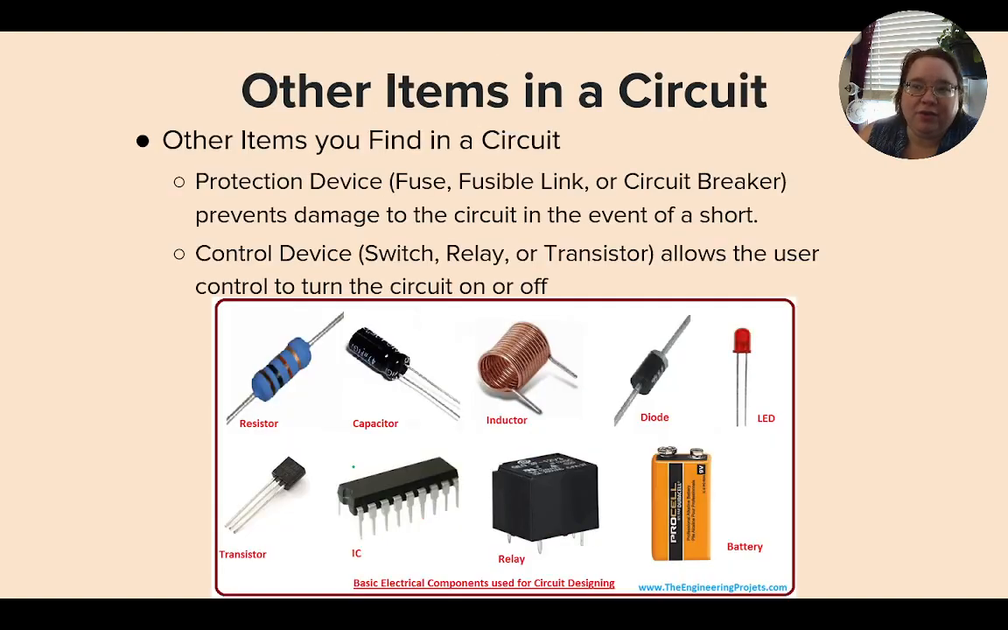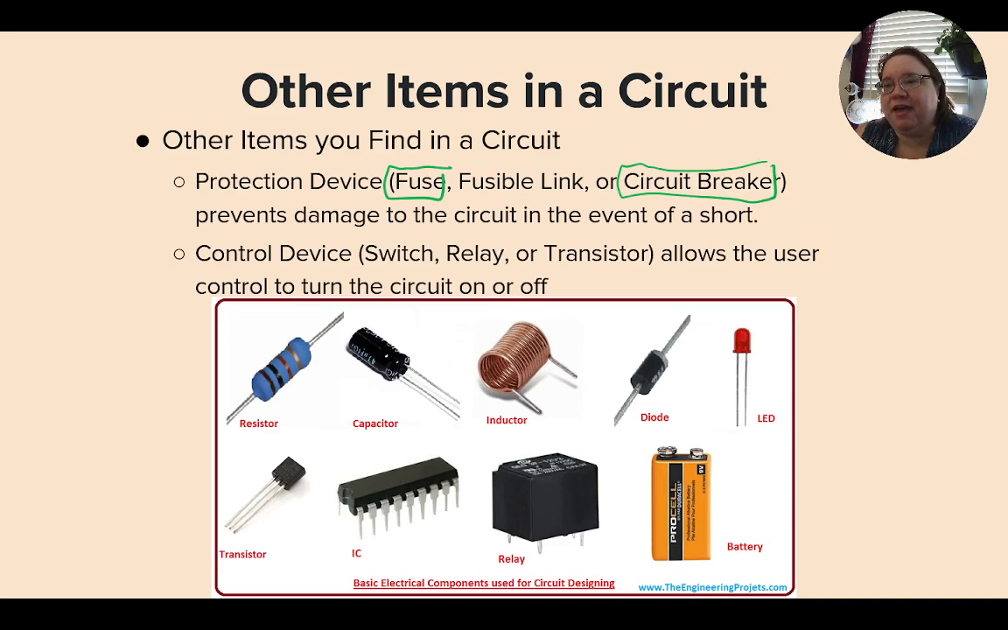Now, there are some other items that you might find in a circuit. There are things that protect the circuit from overheating or from failing. We see these in things like automobiles or in your house. So fuses you will find in many electrical equipments. A circuit breaker is something that you'll find at home. These are all things that will trip or break anytime they overheat, and this saves the device from destroying itself.